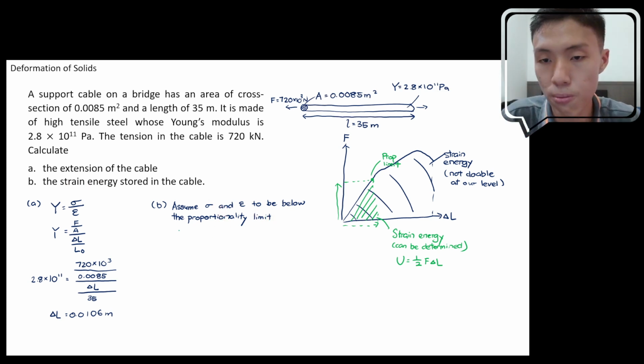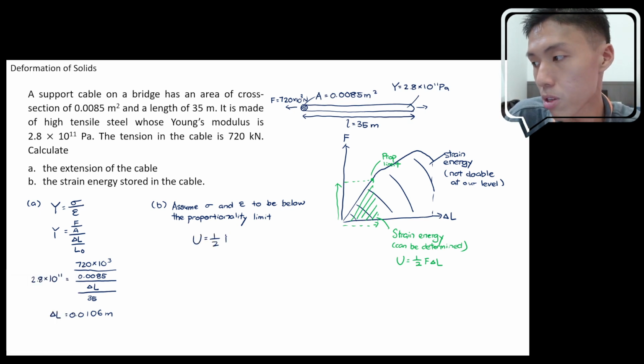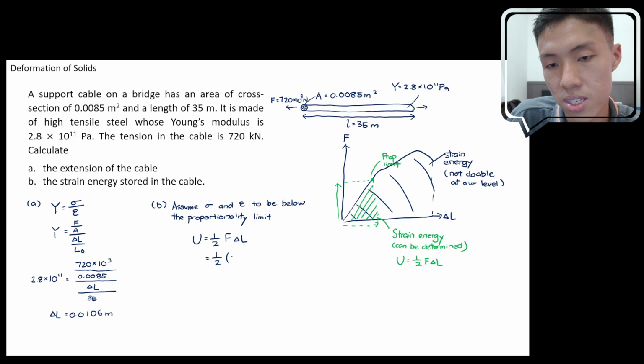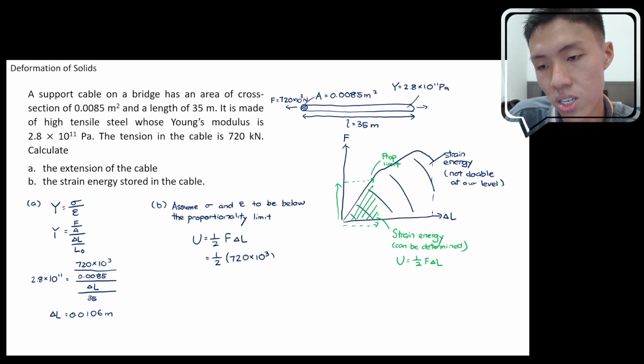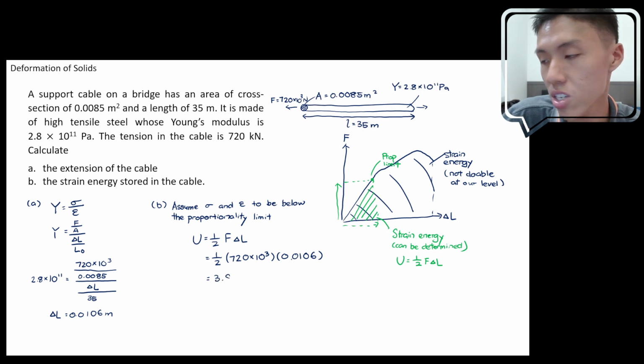Okay, so if you make the assumption already, now determining the strain energy is just using the equation I mentioned, which is half multiplied by the force multiplied by the extension or the change in length. So the force experienced here is 720 kilonewton. Then the change in length, as what we determined earlier, is 0.0106. So if you perform your calculation, you get your answer for your strain energy to be 3.8 times 10 to the power of 3 joule.